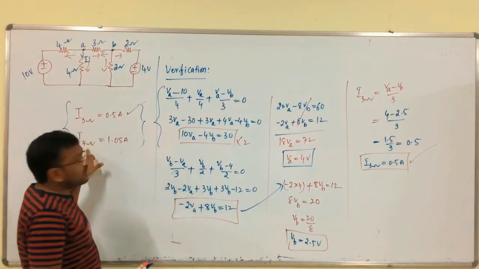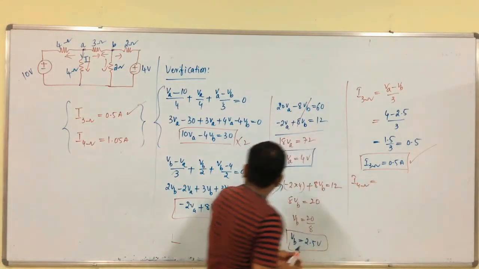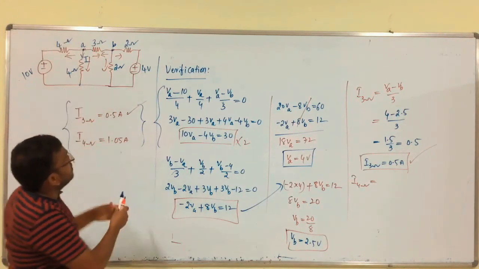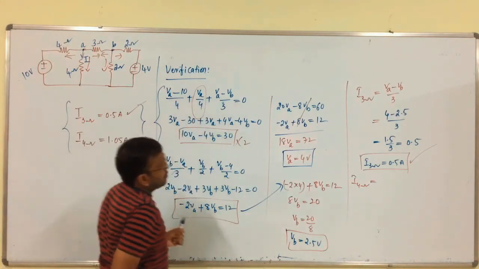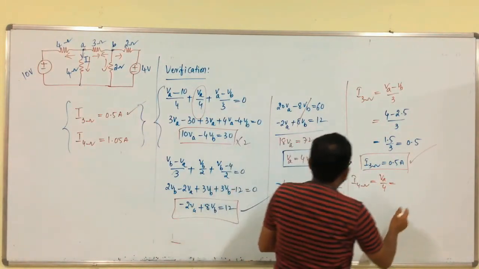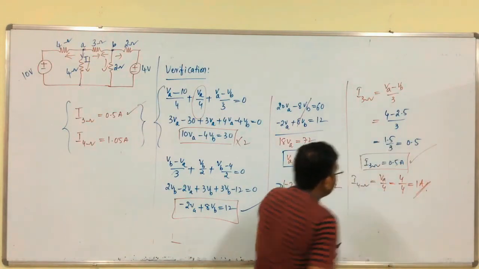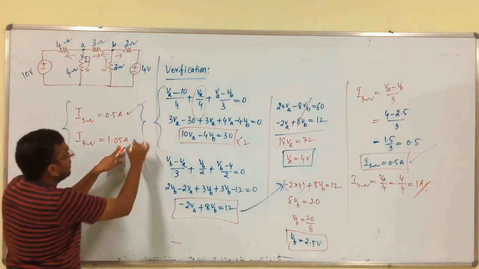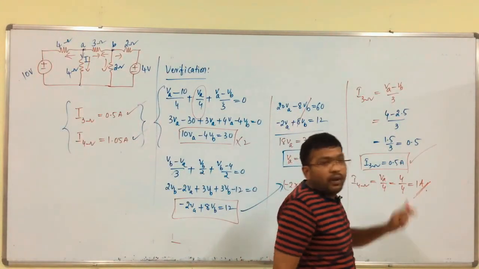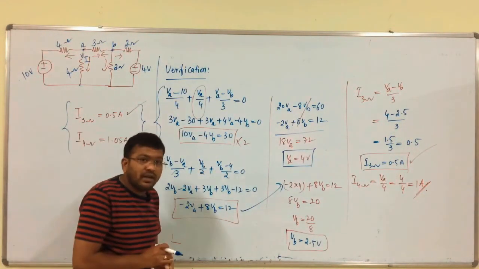Like this, the current through this 4 ohm branch, that is VA minus 0 by 4, which is equal to VA by 4. What is the value of VA? 4 by 4, which is equal to 1 amp. Here it is 1.05, we got 1 amp, exactly 1 amp, it is 1.05. So, like this we have to verify our answers.